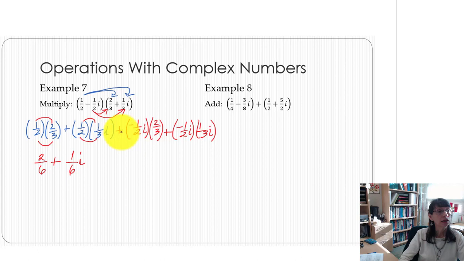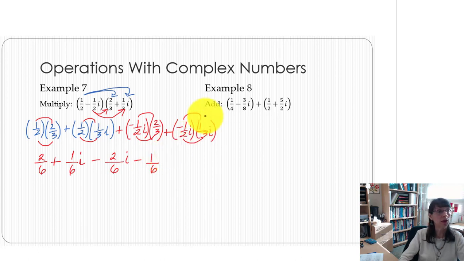Our next term, addition of negative times positive. So that really would be subtraction. Numerator, 1 times 2 makes 2. Denominator, 2 times 3 makes 6. And again, we've got a complex number involved, so that's subtraction of 2/6 i. Our last term, we have addition of a negative times a positive, so addition of a negative number will be subtraction. Numerators, 1 times 1 makes 1. Denominator of 2 times 3 makes 6.